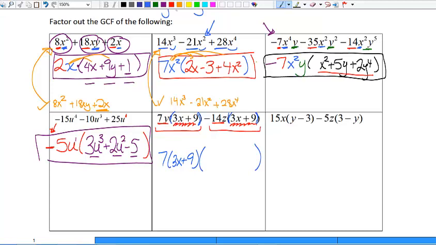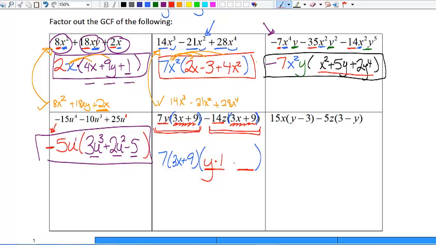So I started out with two very long terms, right? One very long term here and one very long term here. So that means inside my parentheses I should have two terms. So looking at the first term, 7y times the parentheses 3x plus 9, and I'm dividing it by the blue GCF, 7 times 3x plus 9. So 7y divided by 7 is just y. The parentheses 3x plus 9 divided by the parentheses 3x plus 9, that's just 1.